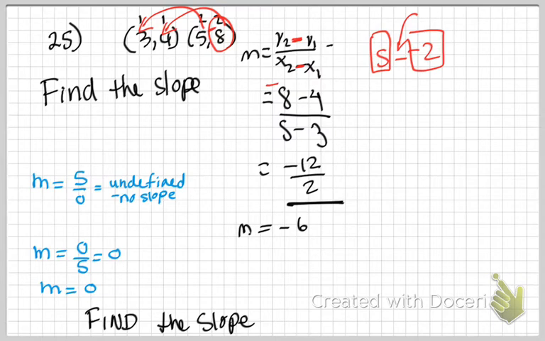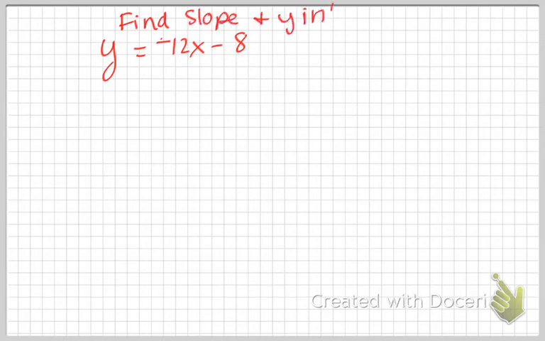Okay, is everybody clear on how to find the slope given 2 points? Okay. The next part, I'm going to give you an equation and I'm going to ask you to identify the slope and the y-intercept. Who can identify the slope and the y-intercept? Andrew? The slope is negative 12.